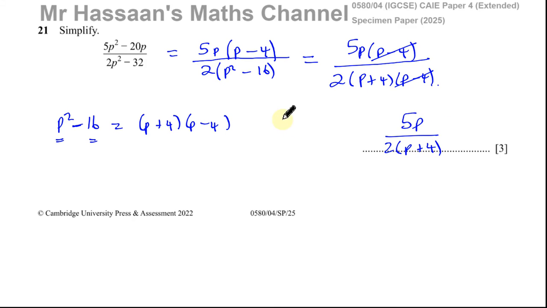We have factorized the numerator and the denominator as far as possible, and then we found a common factor which we cancelled out, and we have our answer. So that's how you deal with simplifying algebraic fractions. Always factorize the numerator and the denominator, and factorize them as far as you can, and then cancel out any common factors that you might find. As I said, this answer could be expressed as 5p over 2p plus 8. That's also correct. Both of those would be correct. So that finishes this question.